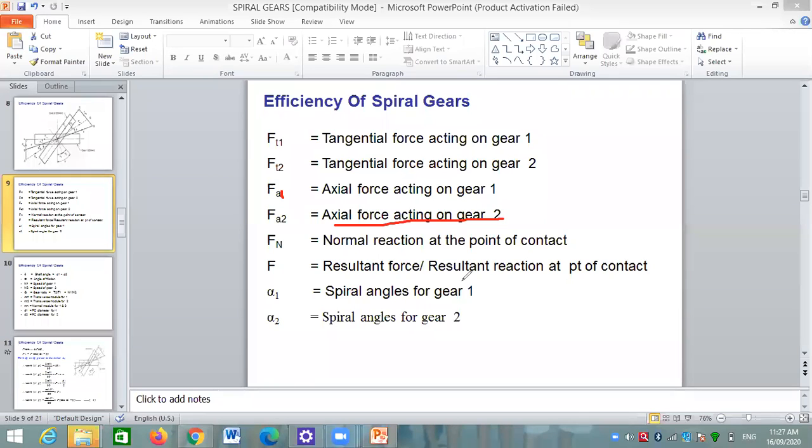What is the spiral angle? The spiral angle is the angle at which the teeth of the spiral gear are inclined to the axis of the gear. It is similar to the helix angle, but in a helical gear the teeth are straight, and in a spiral gear the shape of the teeth is a spiral. Alpha 2 is the spiral angle for gear 2.